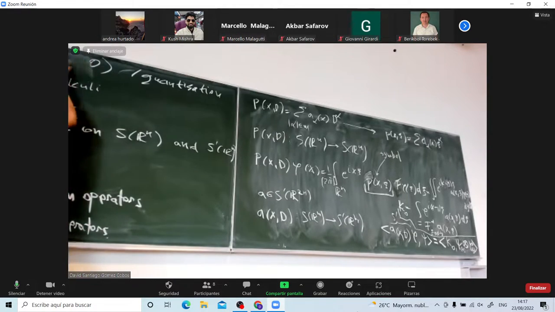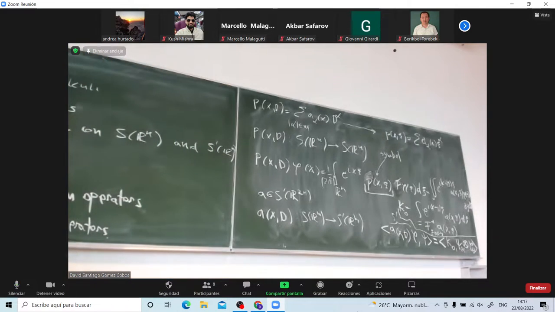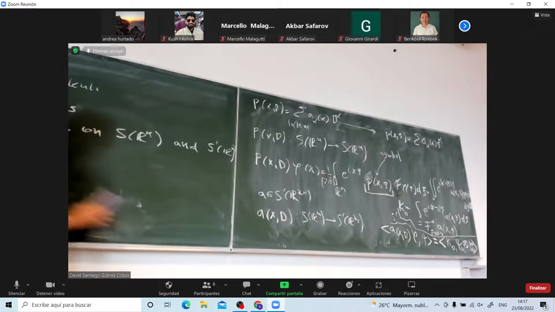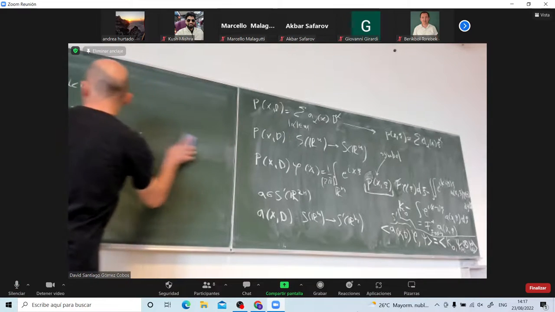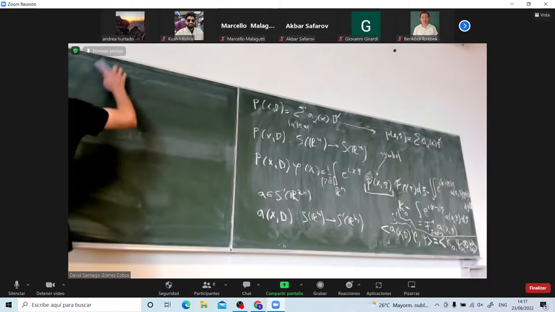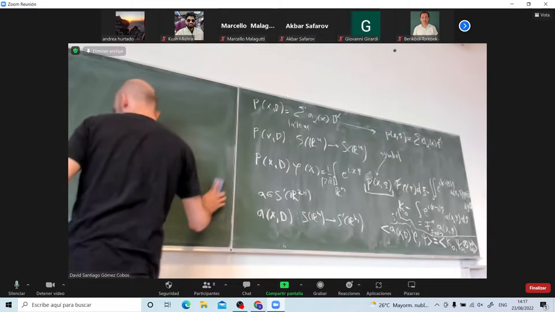And now, before I give you conditions on the A which will generate continuous operators, let me introduce one more notation.